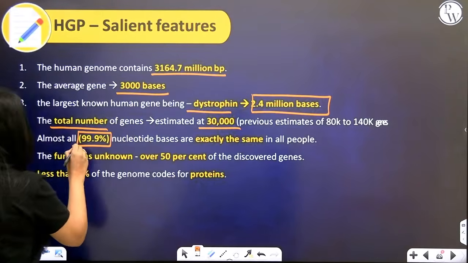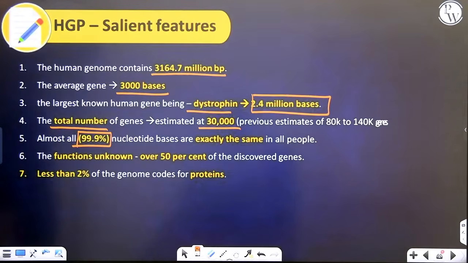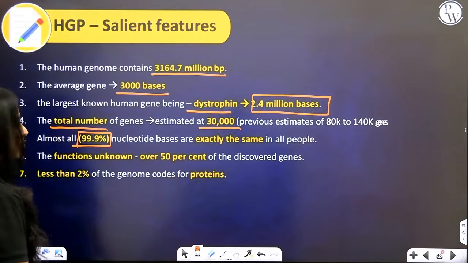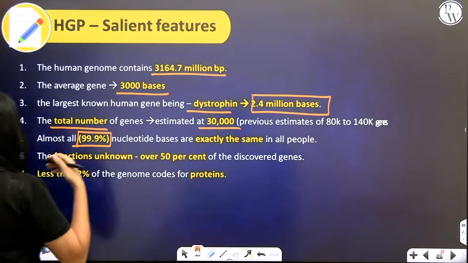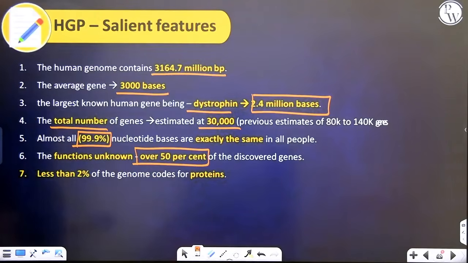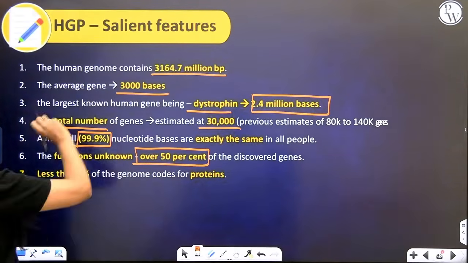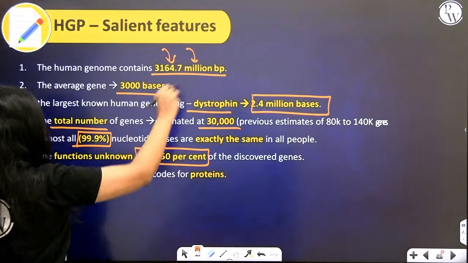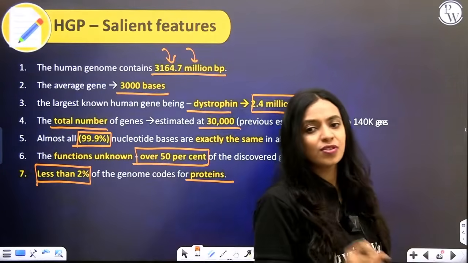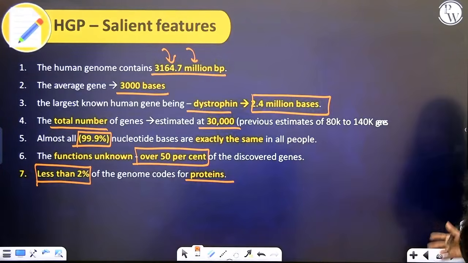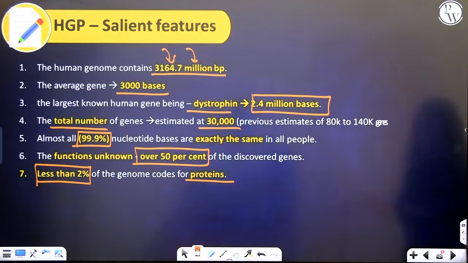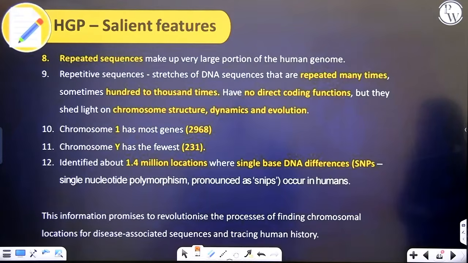About 99.9% of nucleotide bases are exactly the same in all people. The variation between two people is in less than 1%. Of all the genes we've known, more than 50% of the discovered genes, we don't yet know their functions. And of all of these base pairs, less than 2% codes for proteins. In the other regions, you do not have any information. These are the things that we got to know from the Human Genome Project. So yeah, these are some things that you have to remember.